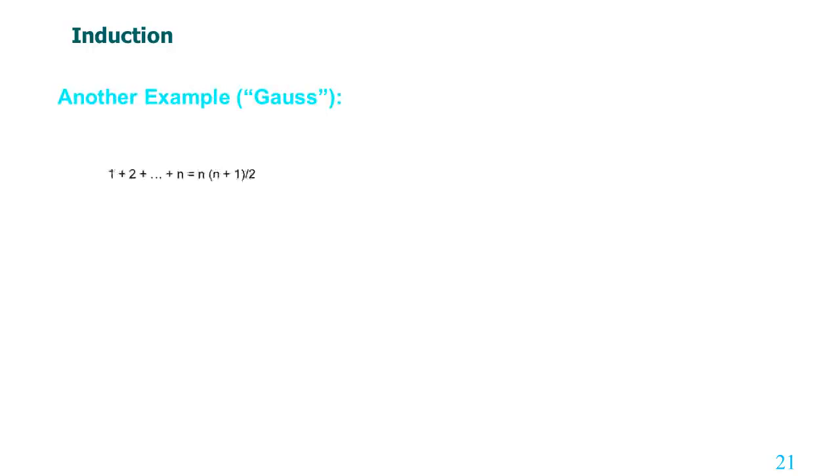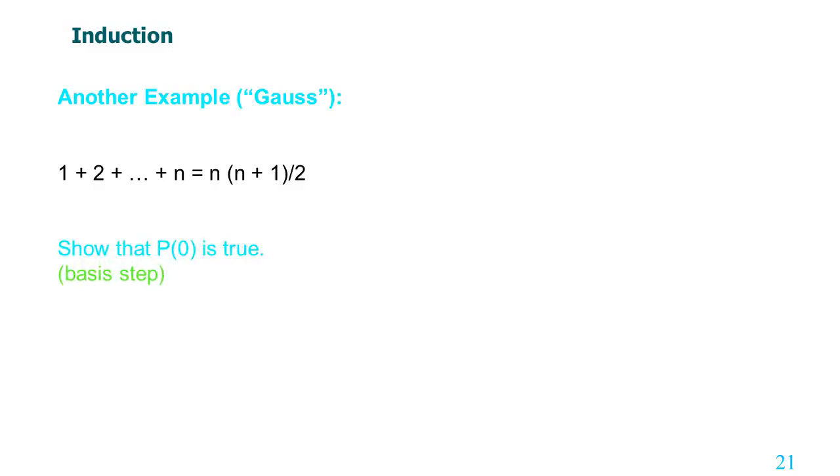Another example. This is the series 1 plus 2 plus 3 plus dot dot dot plus n is equal to n times n+1 divided by 2. We have already proved this using the analytical method. Here we use the induction method, so that P(0) is true. This is the basis step. For n equal to 0, we get 0 is equal to 0, which is true.